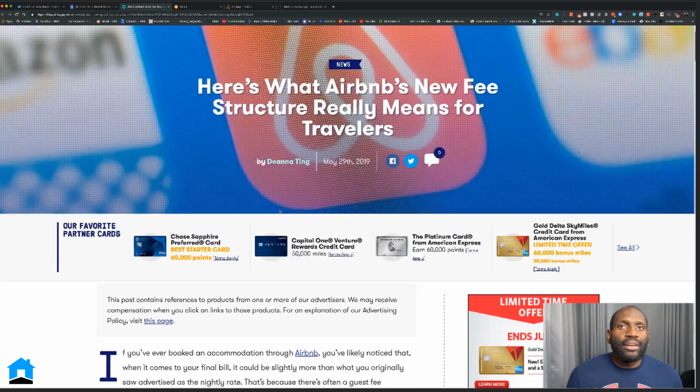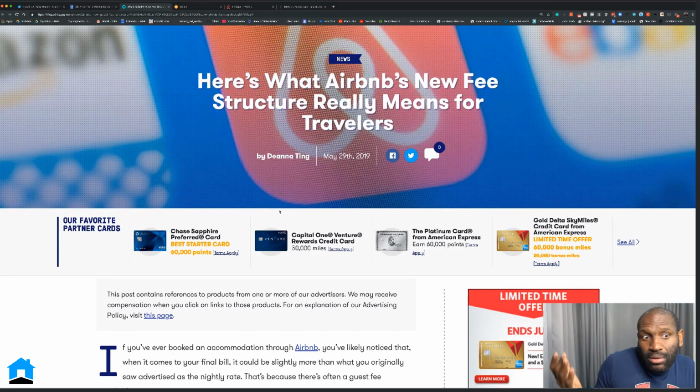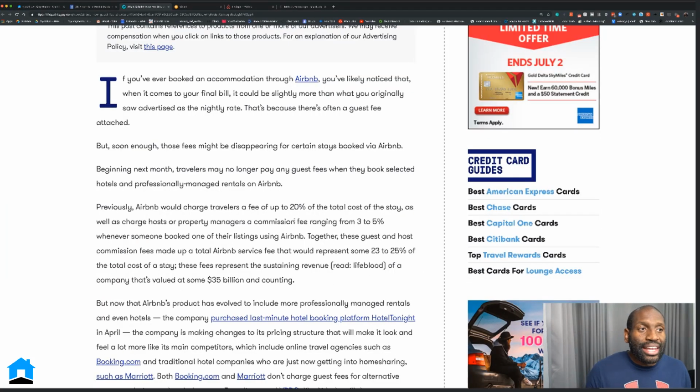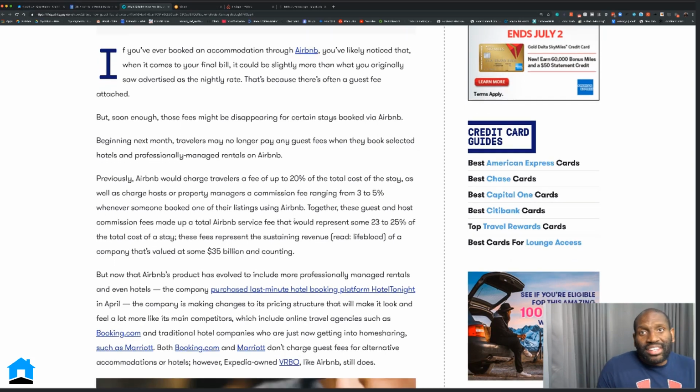So some of you may have heard, or maybe not yet, that Airbnb is changing the way that they charge, or display the charges, I should say, when it comes to the guests. So basically, and again, it's not like the money hasn't always been there or the charges haven't always been there. It's just how it's going to be displayed to the guest. Here's what I mean in basic terms.